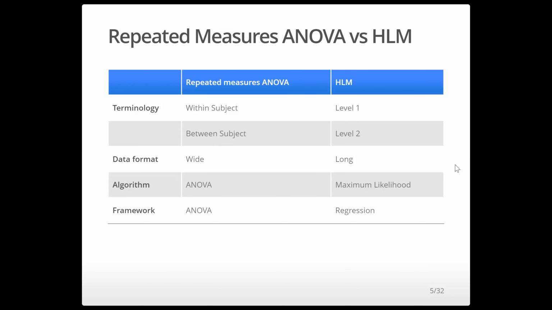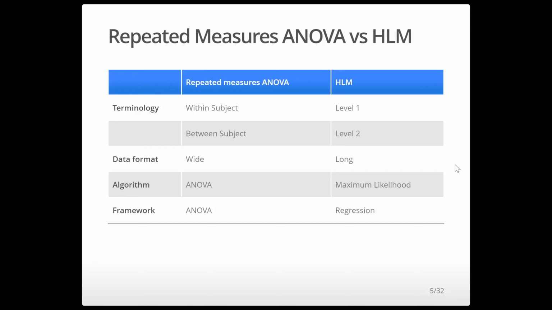So some of the differences, for example, are in terminology. In repeated measures ANOVA, we tend to differentiate between within subject and between subject variables. What we call these variables level 1 and level 2 in HLM. And so these are the same idea. One of the practical differences is the structure of the data. So in repeated measures ANOVA, we tend to have wide data where we have one row per subject and several columns for each repeated measure. Whereas in HLM, we have long data where we have multiple rows per participant with some kind of identifier variable that shows to which participant they belong.